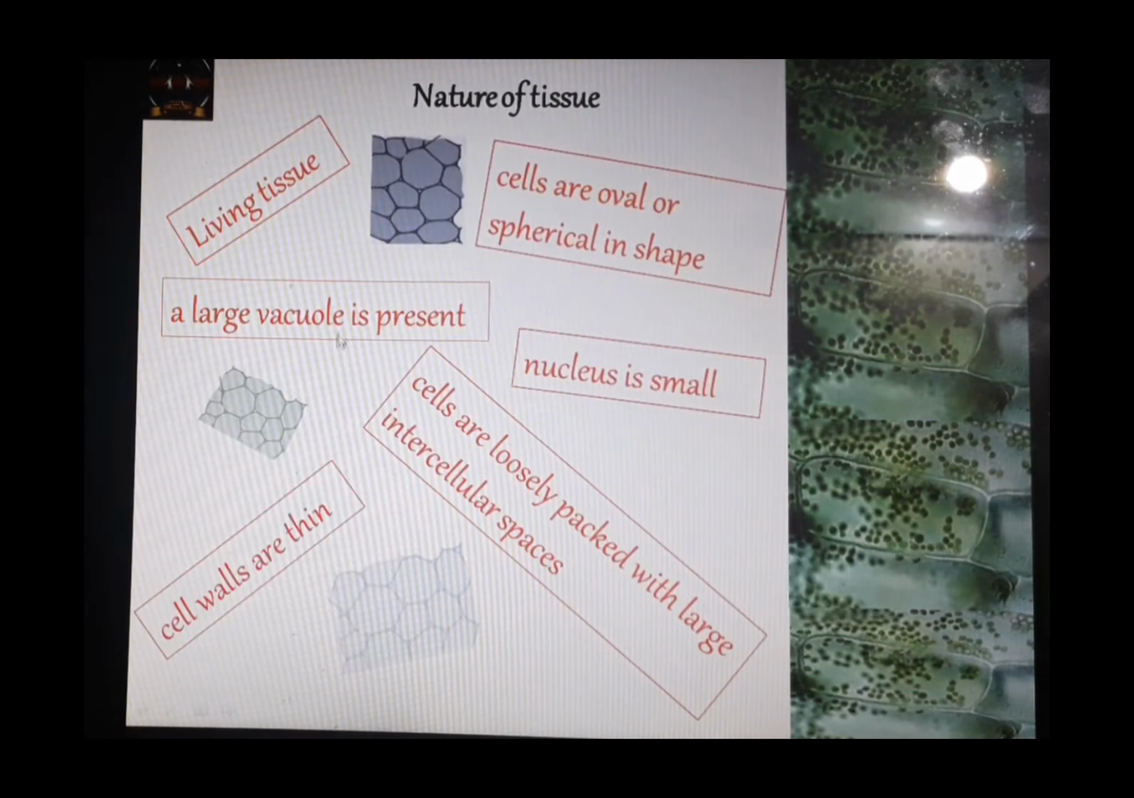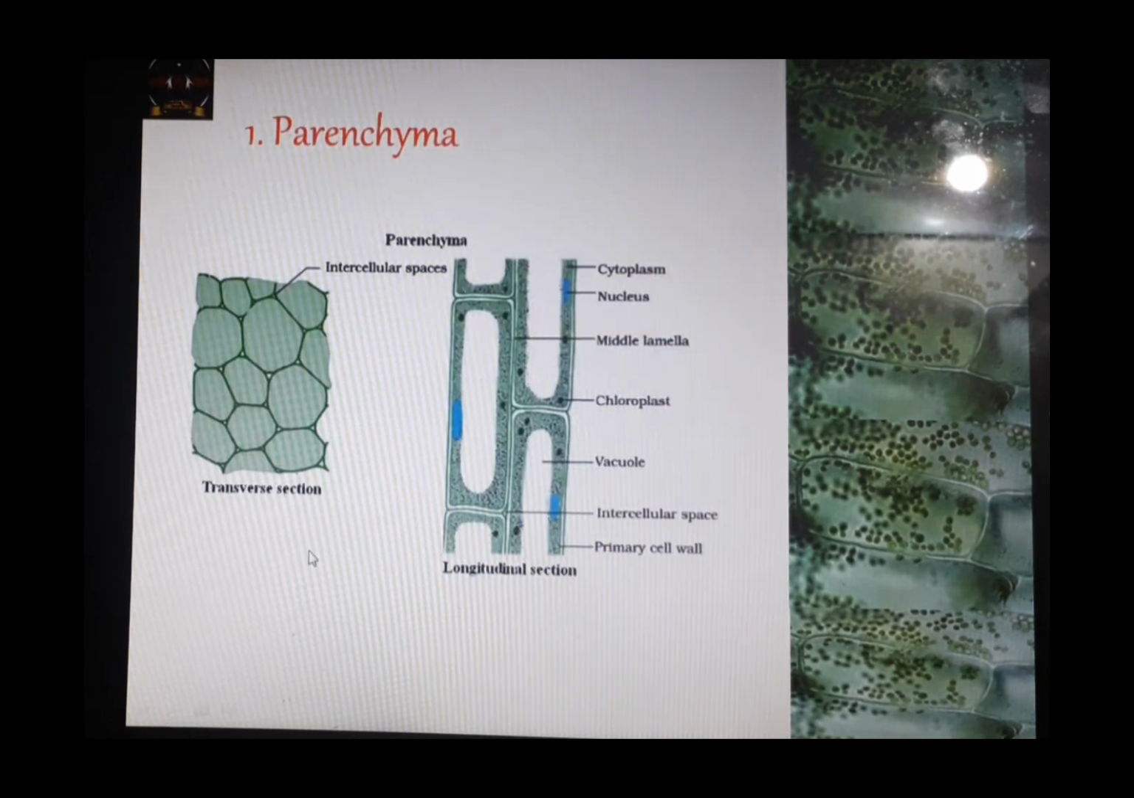Then a large vacuole is seen in these cells. The nucleus is small and of course it is present in the periphery. Periphery means near the boundary of the cell. Then cells are loosely packed with large intercellular spaces. Now if you have to do a comparative study on this point, what you will say is that in meristem there were no intercellular spaces. In permanent tissues, some permanent tissues will show presence of intercellular spaces, some will show absence of intercellular spaces.